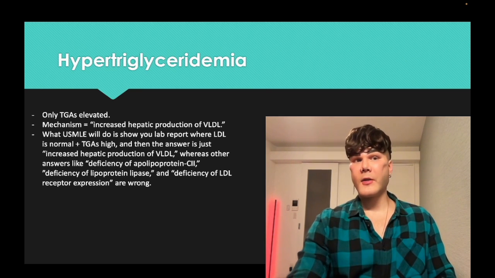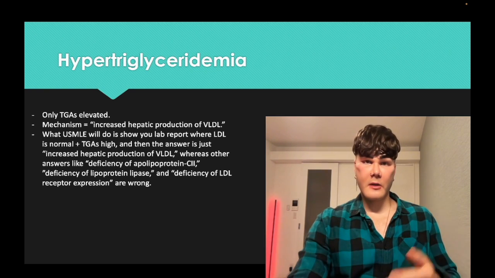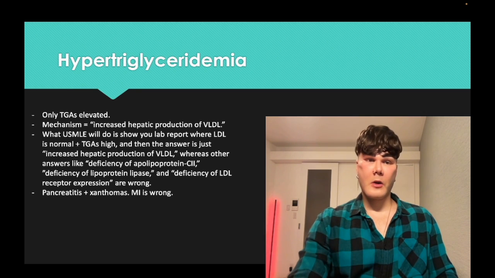Okay, so above 300 is when we give fibrates, which I'll talk about in this presentation, but they'll give you an LDL that's not significantly elevated or normal, and then they'll give you elevated triglycerides, and the answer is just increased hepatic production of VLDL, whereas other answer choices, such as deficiency of lipoprotein lipase, you're like, oh, is that the answer? No, that was hyperchylomicronemia. Okay. So pancreatitis, once again, same as hyperchylomicronemia. Xanthoma is non-specific. You're not going to choose MI for this.